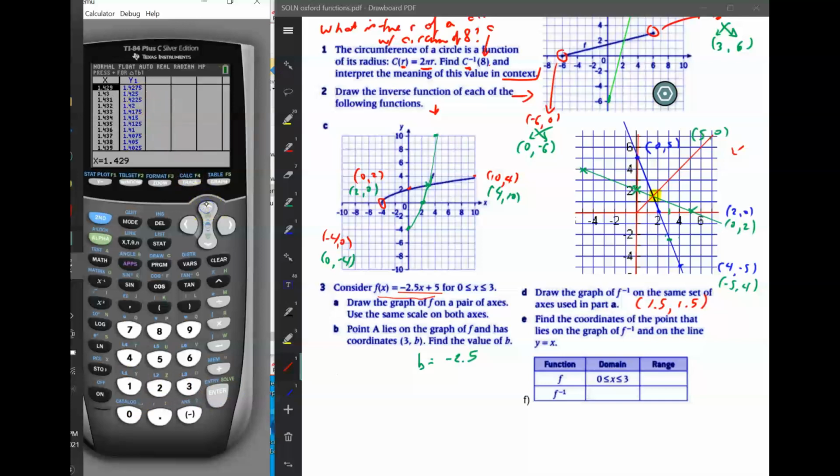4.29, 4.3, 1.43. The closest point that I see here is around 1.43, right? 1.43, 1.42, 1.429, okay? I think what I'm going to say is 1.43. So I would say 1.43.